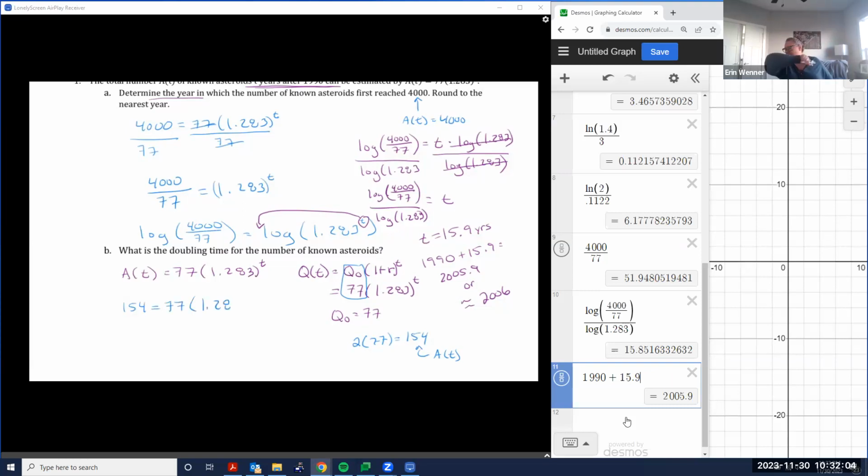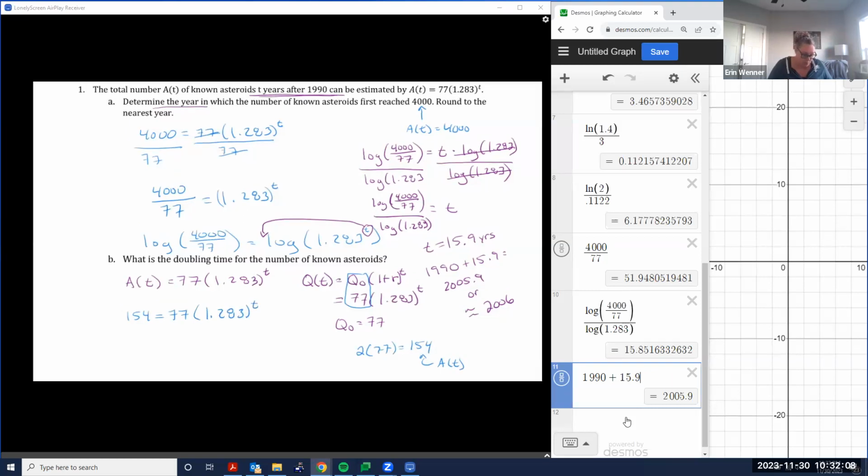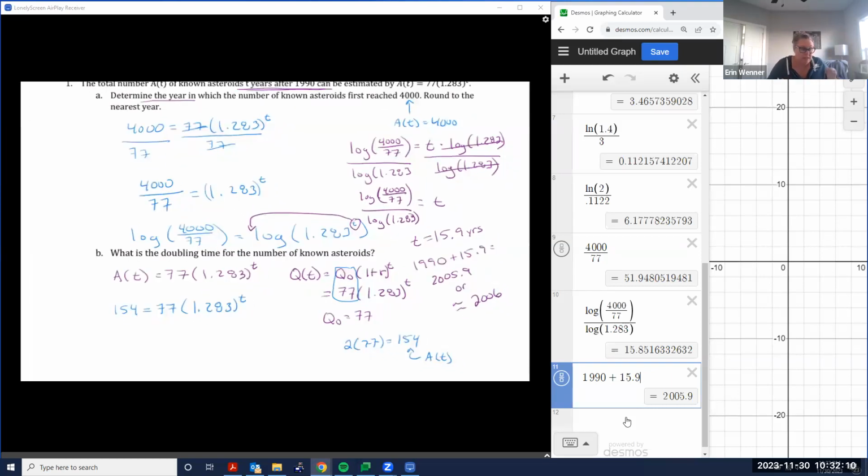All right. So we're now dealing with those logs, right? It's a little bit different. I want you to try this one. Think about the steps I took in part A, and send me your answer in a direct message, rounded to the nearest tenth of a year. So again, you're solving for T in that formula right there.